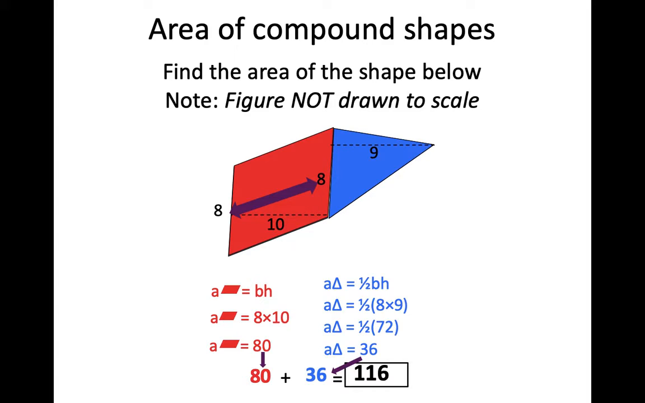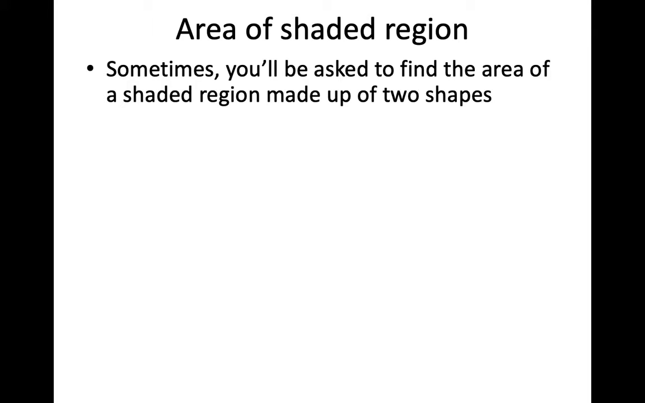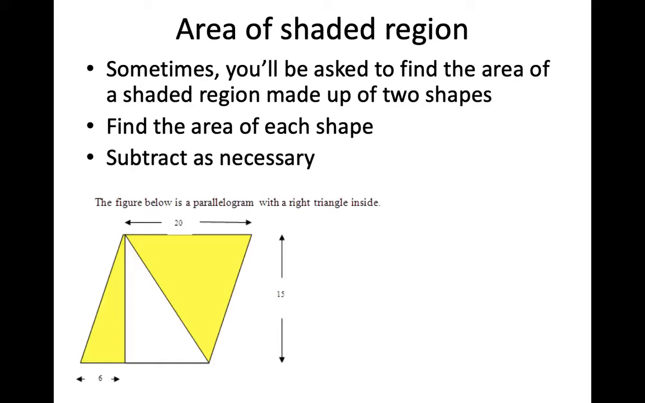So that's how you do a compound shape. You have to add up two different shapes. Sometimes, however, instead of having to add up shapes, you may have to subtract shapes if you want to find the area of a shaded region. And that can be made up of more than one shape, in this case 2 shapes. So you're going to find the area of each shape and then subtract as necessary.